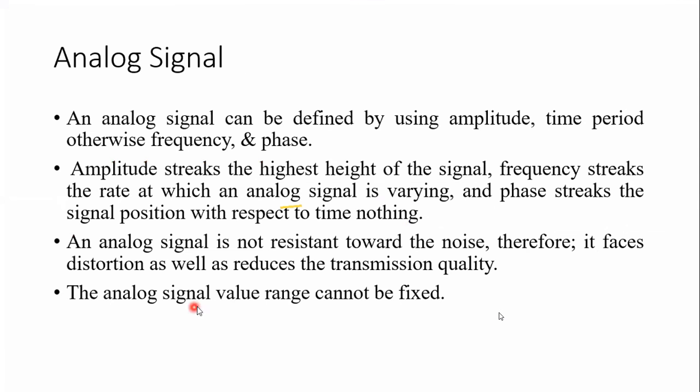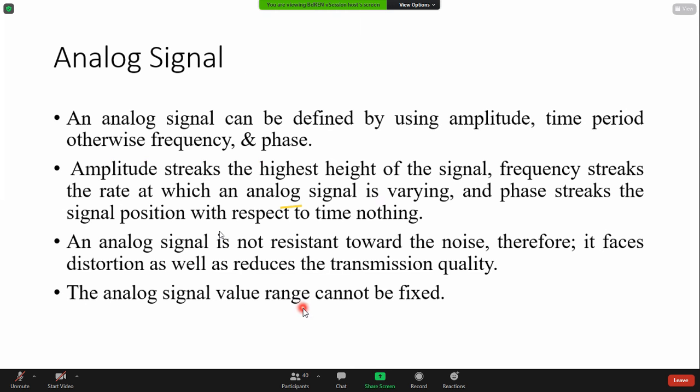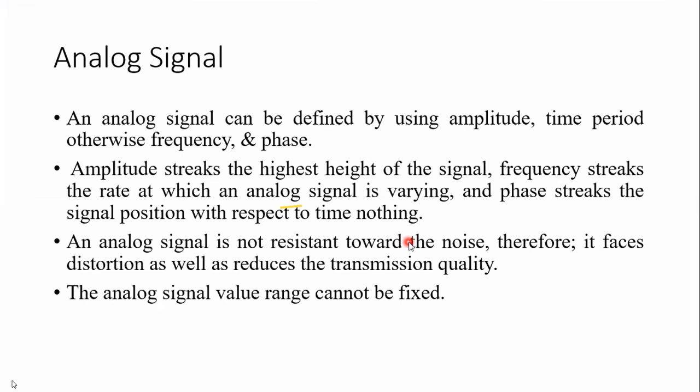Okay. So the analog signal value range cannot be fixed. That means sometimes it can go too much upper, sometimes a little bit upper, sometimes too much upper, sometimes a little bit upper. Okay. So that cannot be fixed. You have to remember these points. These are the features of the analog signals.